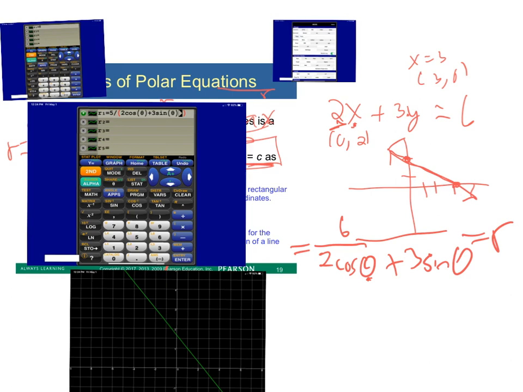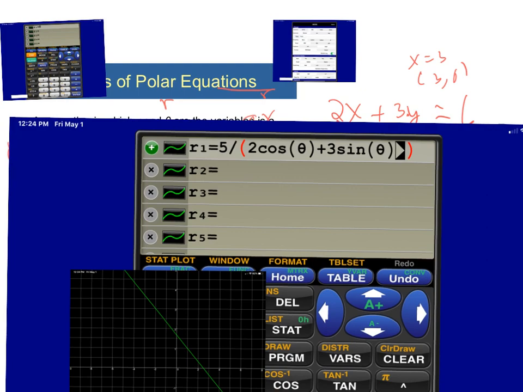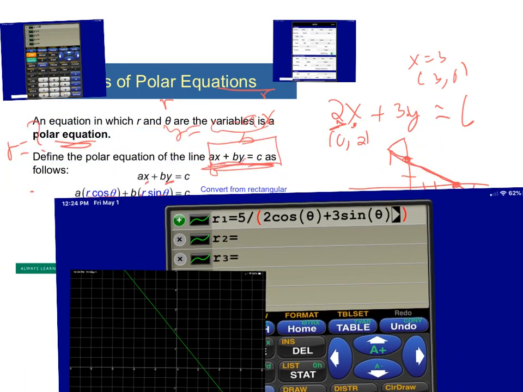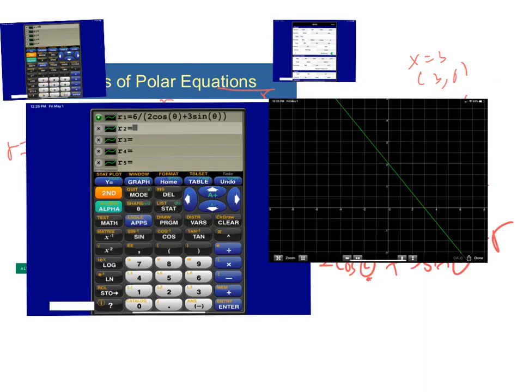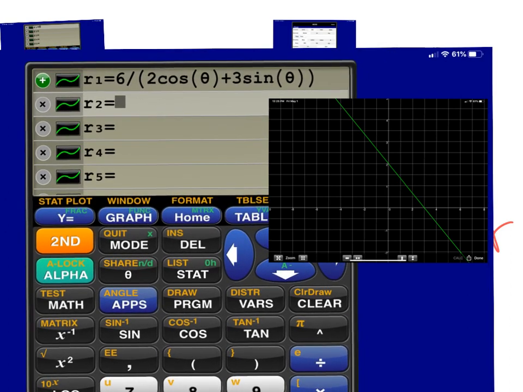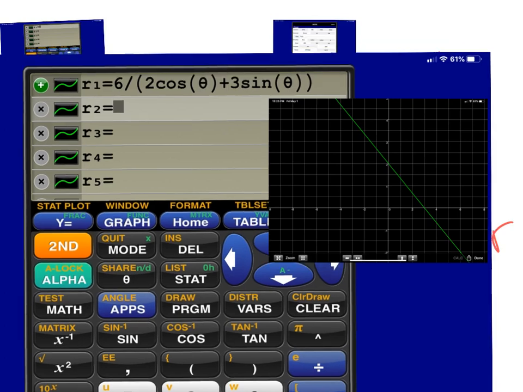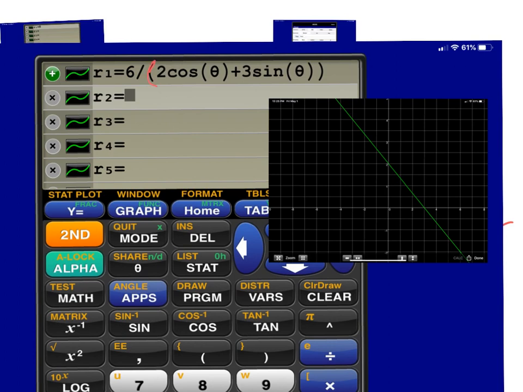Okay, I'm back. And there's my calculator that you were supposed to key in. Whoops, I put the wrong number in. Oh, my graph's all wrong. I put a 5 instead of a 6. I'll be right back. Okay, I am back. Let's take a look at this calculator. 6 divided by 2 cosine theta plus 3 sine of theta. Notice I have a parenthesis around the denominator. Want to make sure that you do hold that denominator in.